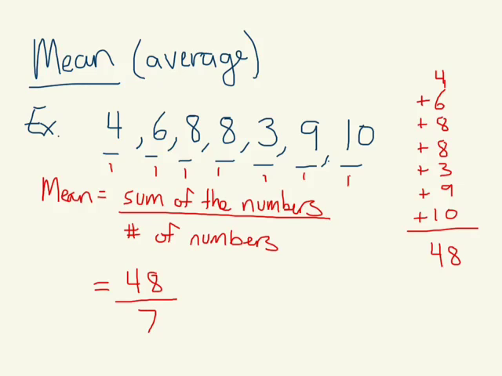Oh, and the numbers I chose are just off because it doesn't work out quite nicely. If we did 48 divided by 7, we're going to get a number just less than 7, so perhaps maybe 6.8 or something like that. Okay, that would be what we would refer to as the mean, or the class average. Okay, let's look at the next measure of central tendency.